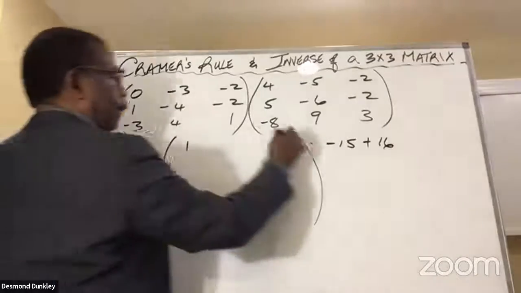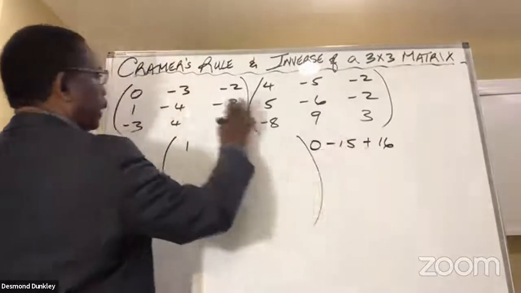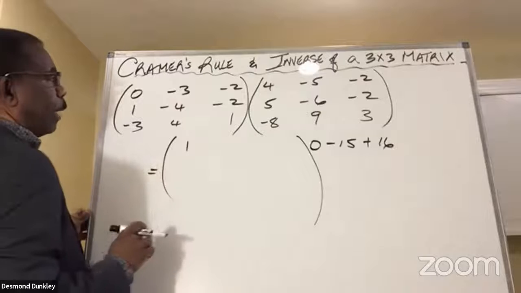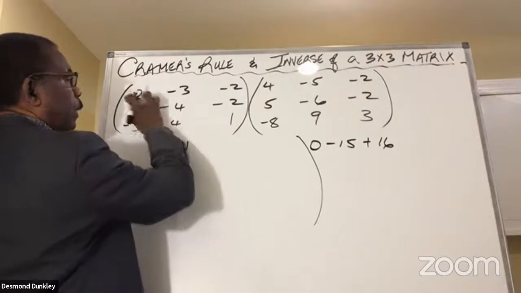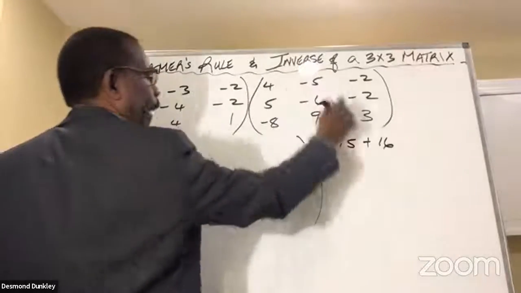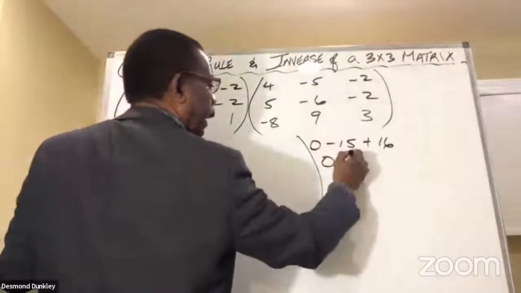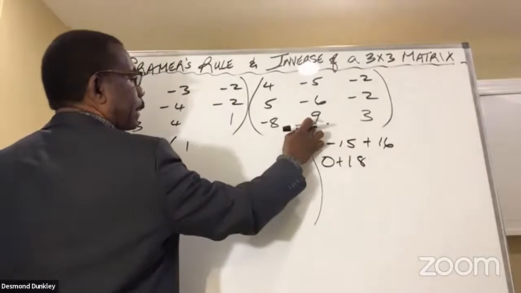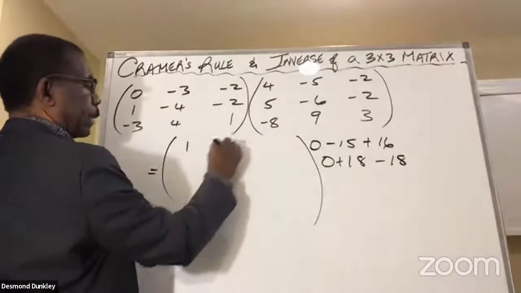Okay, 0 times 4 is 0, plus -3 times 5 is -15, plus -2 times -8 is +16. That gives me 1. Now, this is the 1, 2 entry. So it's the first row, second column. So 0 times -5 is 0. -3 times -6 is 18. And then -2 times 9 is -18. That you see is 0.